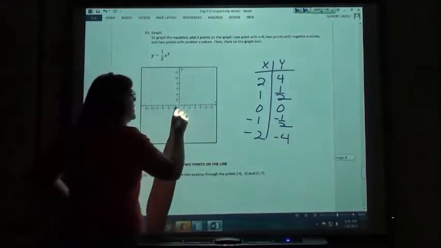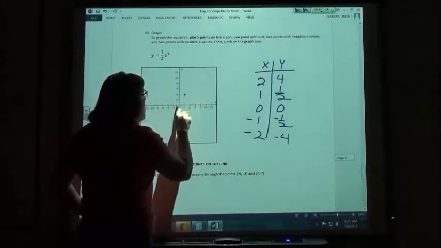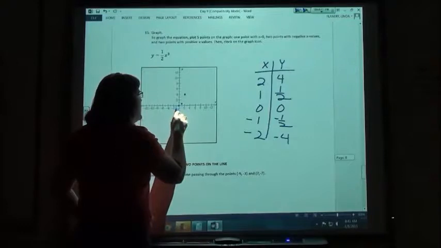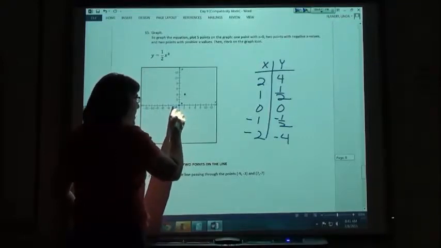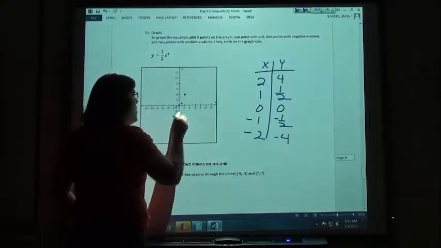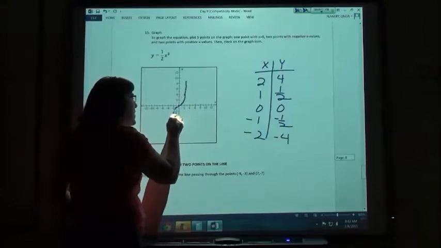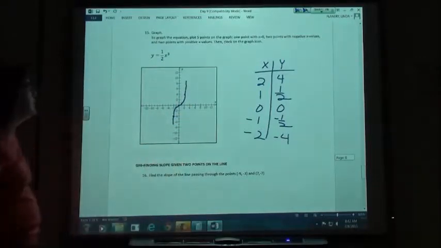Plotting my points. So 2, 4, 1 is up 1/2, 0, 0, -1 is down to -1/2, and -2 goes down to -4. And my cubic function looks something sort of like that.